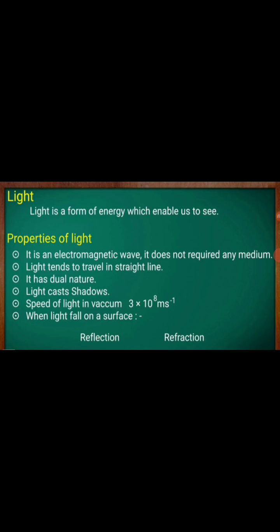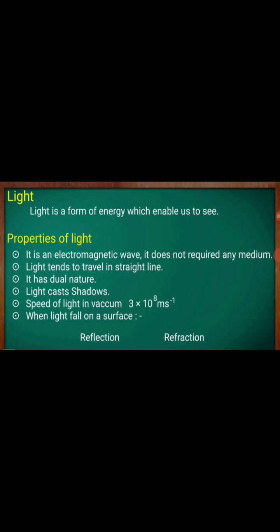As we all know, children, light is a form of energy with which we are able to see the things or the objects surrounding us. So it enables us to see the objects, isn't it? Wherever the light falls on an object, the reflected light will enter our retina and it will make the things visible to us. That means, in the absence of light, we cannot see any of the objects.